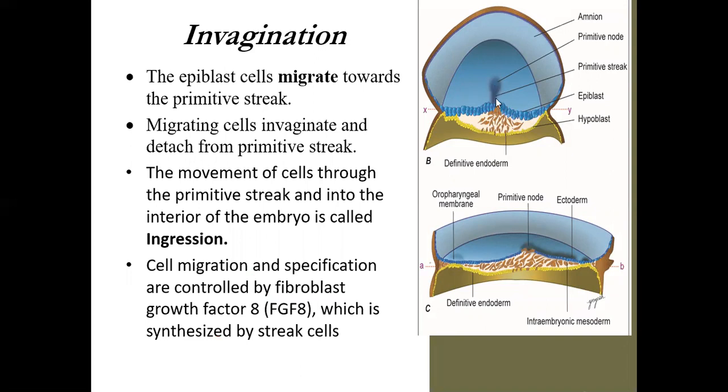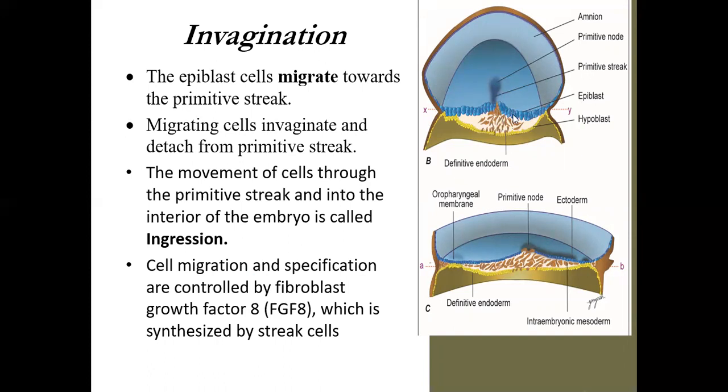So the migrating cells will start invaginating into the primitive streak and they will start detaching from each other. The movement of cells through the primitive streak and into the interior of the embryo is called ingression. Ingression is also known as invagination. Over here in this diagram, this one is the primitive streak, this one is the primitive node, and all the epiblast cells are entering through this and entering inside the embryo to form the definitive endoderm.